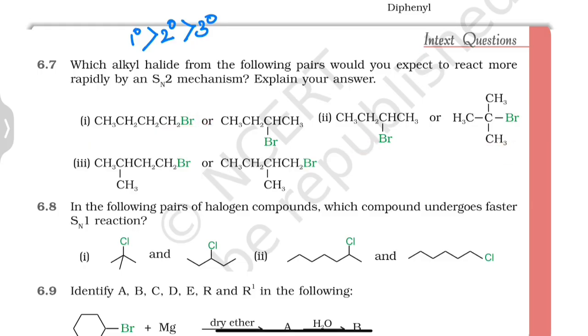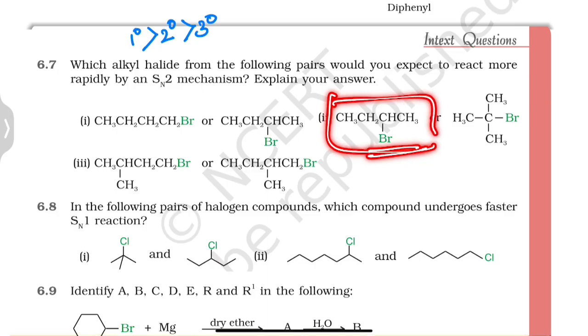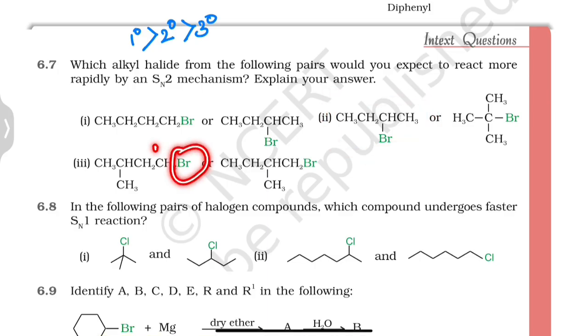And in these two, halogen is attached to a secondary carbon, and here halogen is attached to a tertiary carbon. For secondary carbon the rate will be greater. So the answer is this one. And here halogen is attached to primary. Here also halogen is attached to primary. So this is very important. When it is attached to primary carbon, next what we have to check is steric hindrance. Here you can see there is a branch. If the branch is closer to the halogen, steric hindrance will be more. If steric hindrance is more, the rate will be less. So here the rate is less. Therefore, the rate will be more in this case.